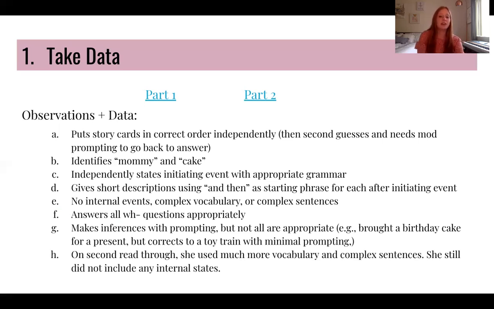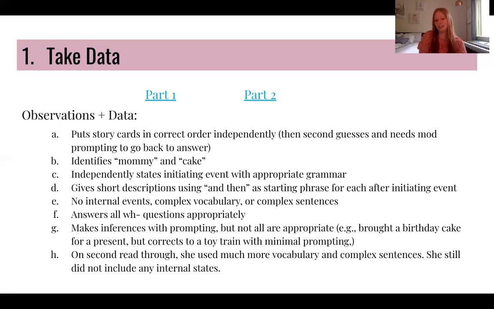One thing that I noticed that she did great is she answered all WH questions accurately and appropriately. She made inferences with prompting, but not all of them were appropriate. So the clinician asked her why the birthday cake was there or what present she bought for him. And she said, oh, she brought a birthday cake for a present.